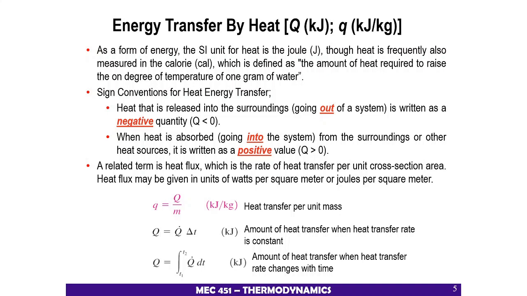As a form of energy, we use SI units. The SI unit is the joule, which is Newton meter per second. Though heat is frequently also measured in calories, which is defined as the amount of heat required to raise the temperature of 1 gram of water by one degree. So that is the amount of heat.